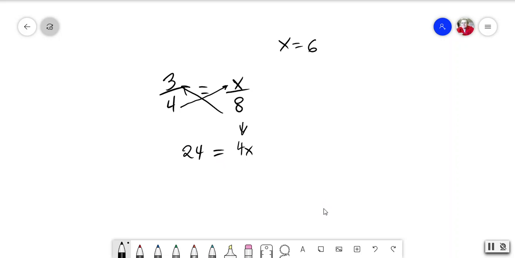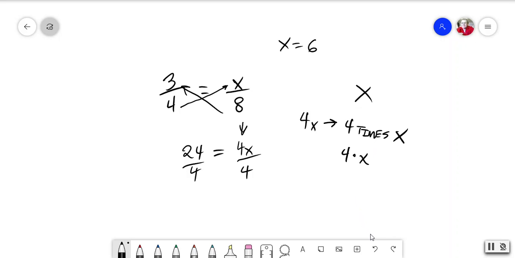Now, you're solving a very simple algebraic equation here. You're going to divide both sides by 4 to get the x by itself. Why? Because 4x means 4 times x, or 4 dot x. I can't use that symbol for multiplication because it looks just like an x. So anyway, I want to get the x by itself. I do that by doing the opposite. Opposite of multiplication is division. 24 divided by 4 is 6, which you could have told by looking at it.